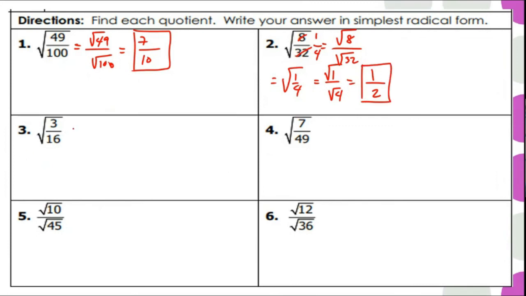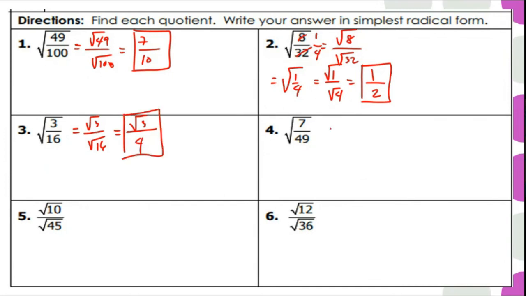With number 3, we cannot get the simplest form of 3 over 16. So we will just leave as is. So square root of 3 over the square root of 16. That is equal to the square root of 3 over the square root of 16, which is 4. So the answer is square root of 3 over 4.